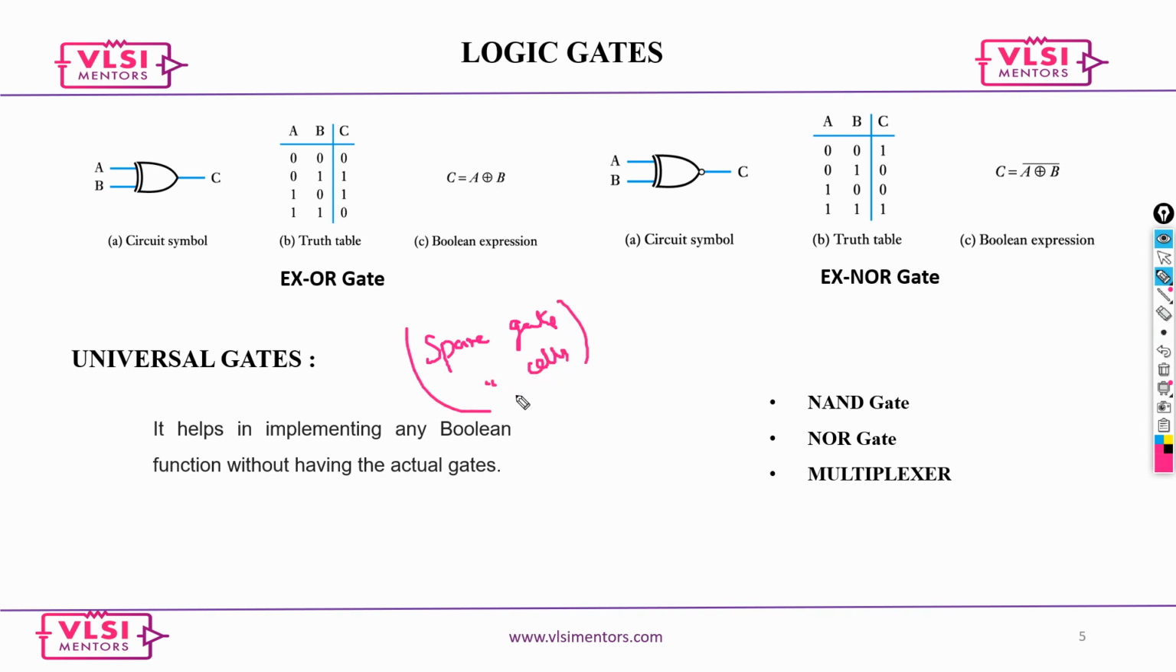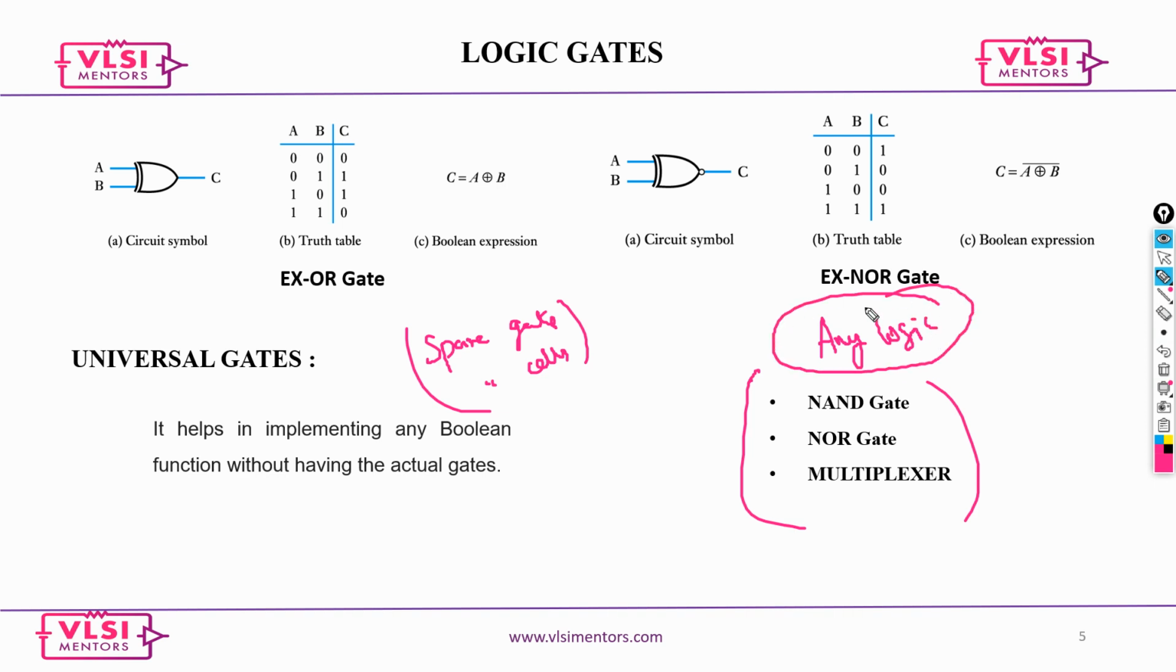So this is another homework. What are spare cells? Why do we need spare cells? Try to spend some time on it. On that spare gate and spare cells, why do you need spare cells and when do we use them and all that. So these universal gates are pretty much used to implement any logic.